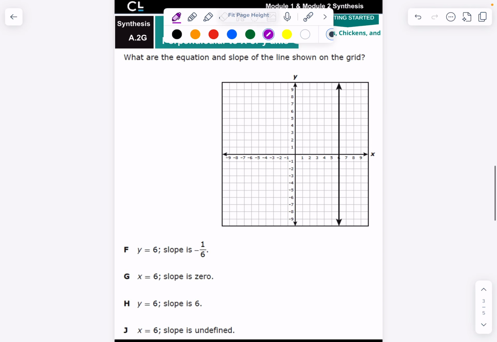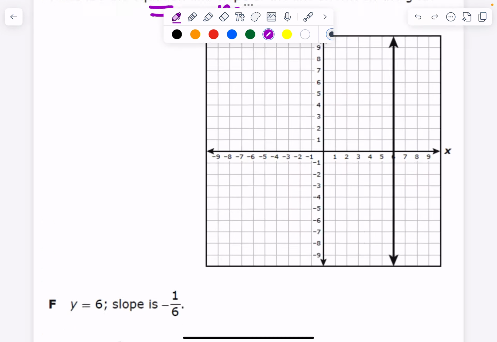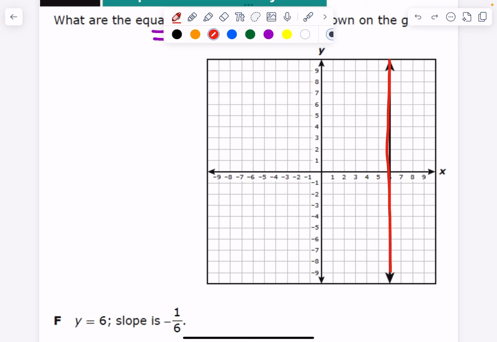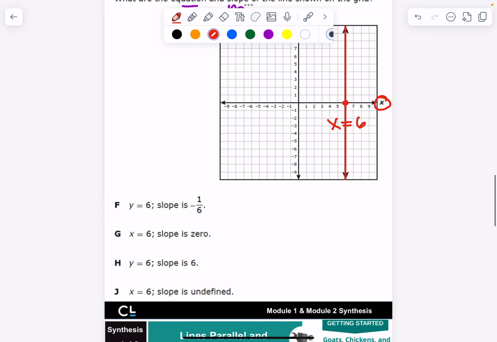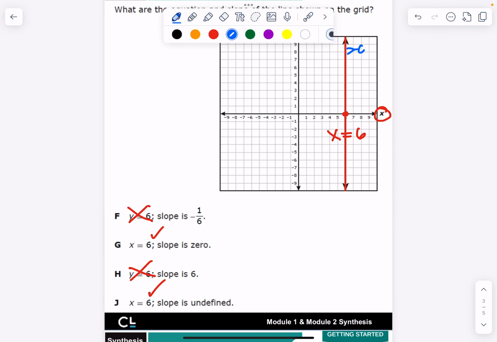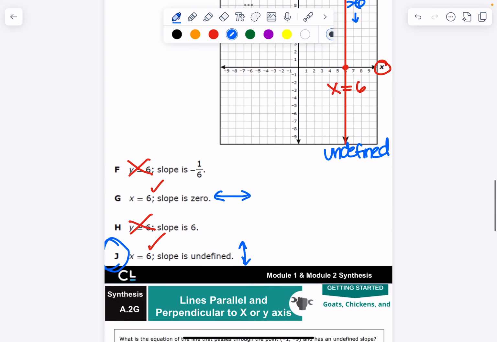Now for the first one, it says, what are the equation? Equation has to have equal sign. And slope, slope is your m, of the line shown on the grid. So I have this line. If I'm just looking at the equation, I have a line that goes like this, and it touches the x-axis at 6. X equals 6. So y equals 6, not good. X equals 6, good. Now when I think about the slope, if I draw a little person, he's going to fall. This is undefined. So my answer would be J. Remember, 0 slope goes left and right. Undefined goes up and down.